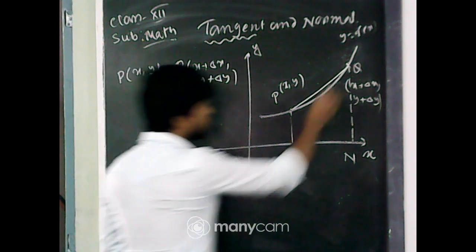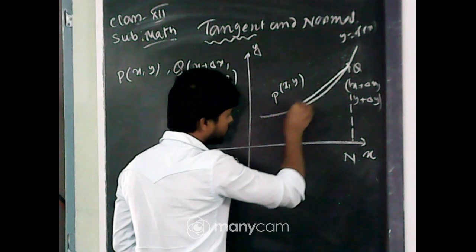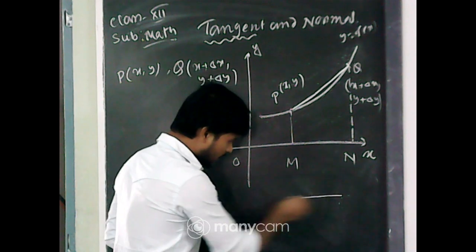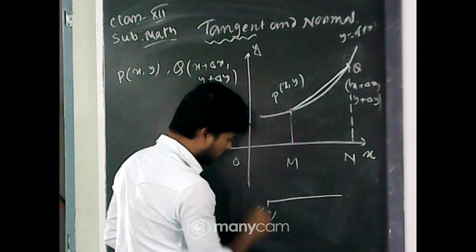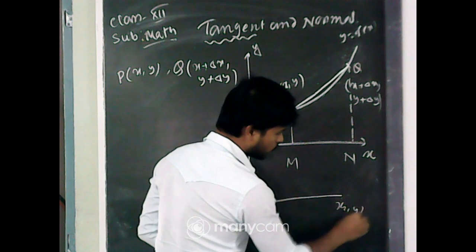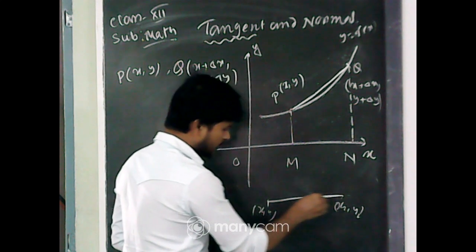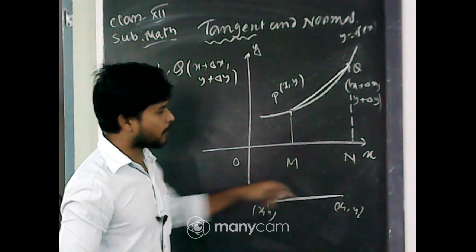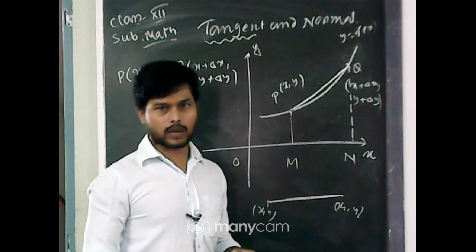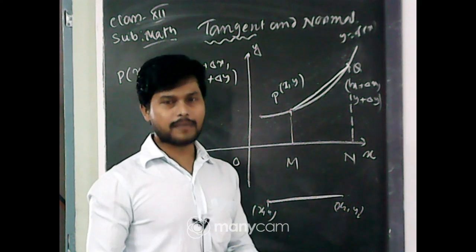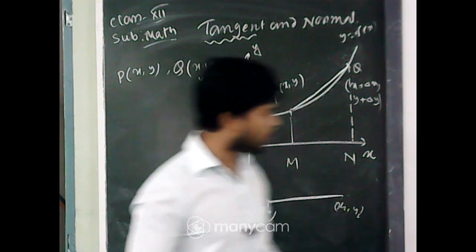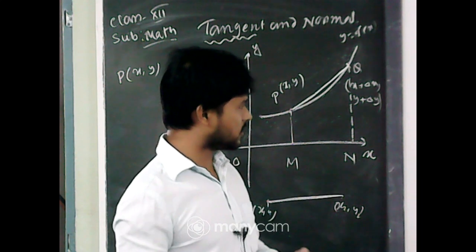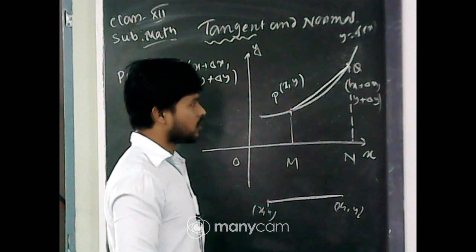Now if we want to find the equation of the chord, we know a formula that if there are two points x1 comma y1 and x2 comma y2, we can find the equation of the line by using the formula y minus y1 is equal to m into x minus x1. I think you know the formula from class 11. We have learned how to find the equation of a straight line.